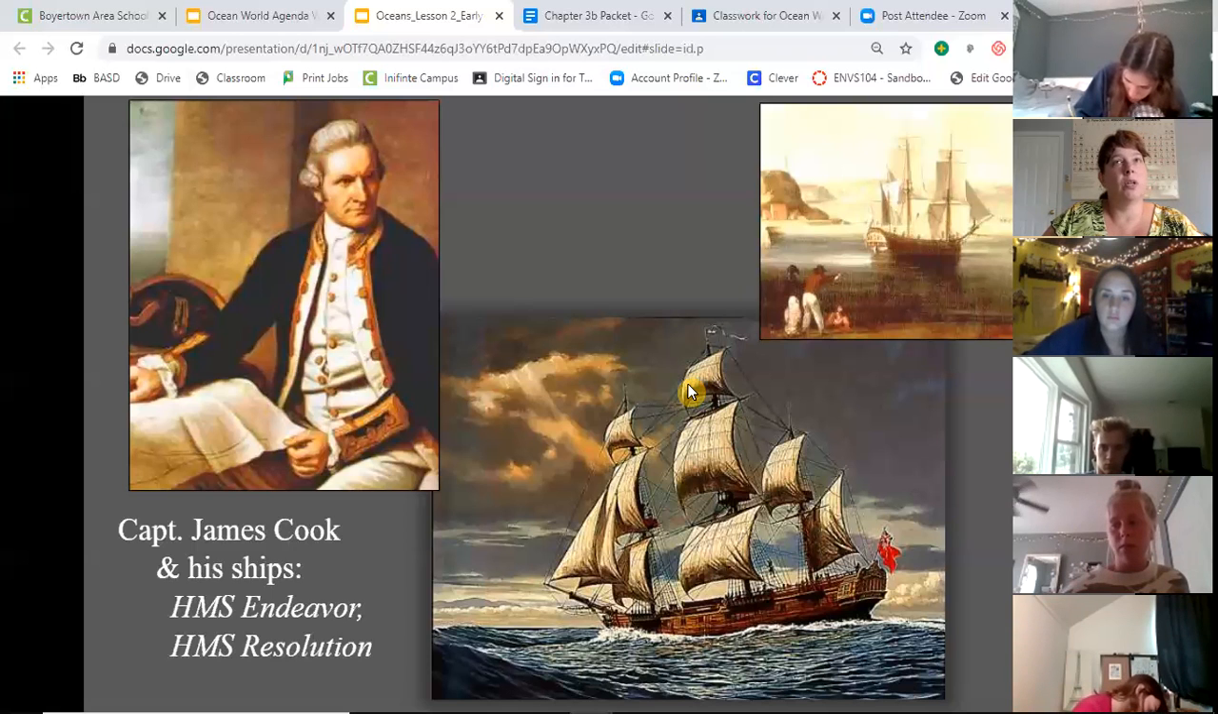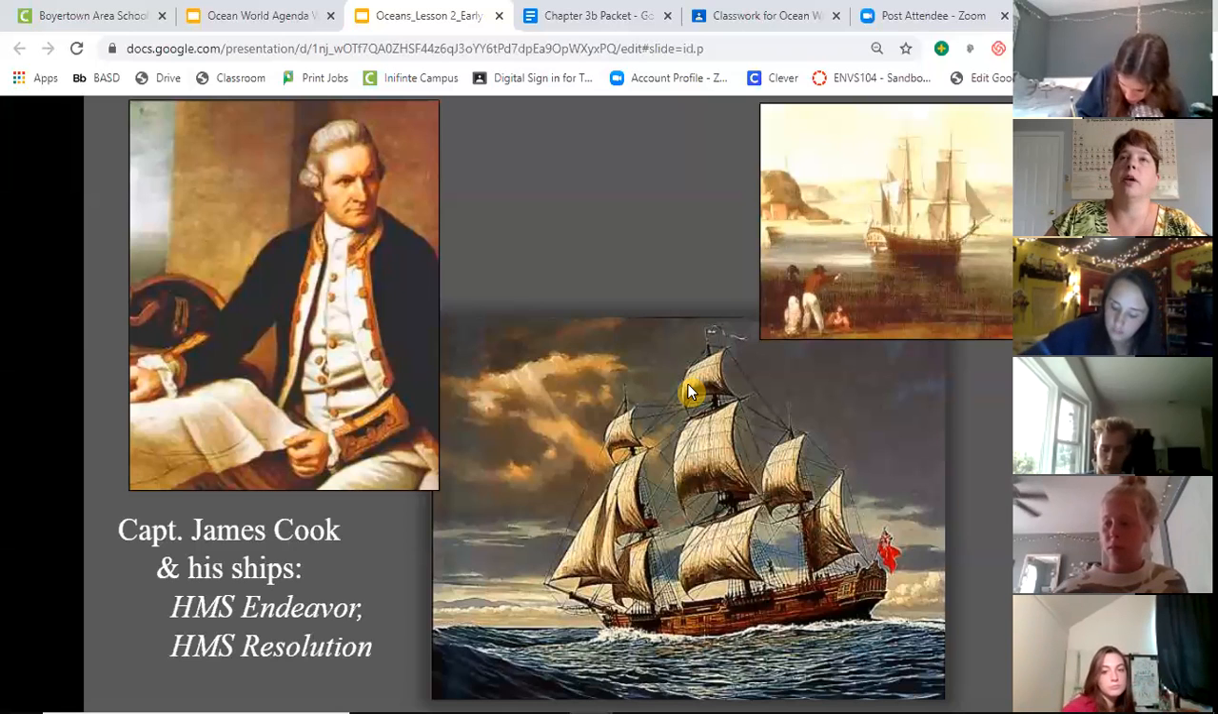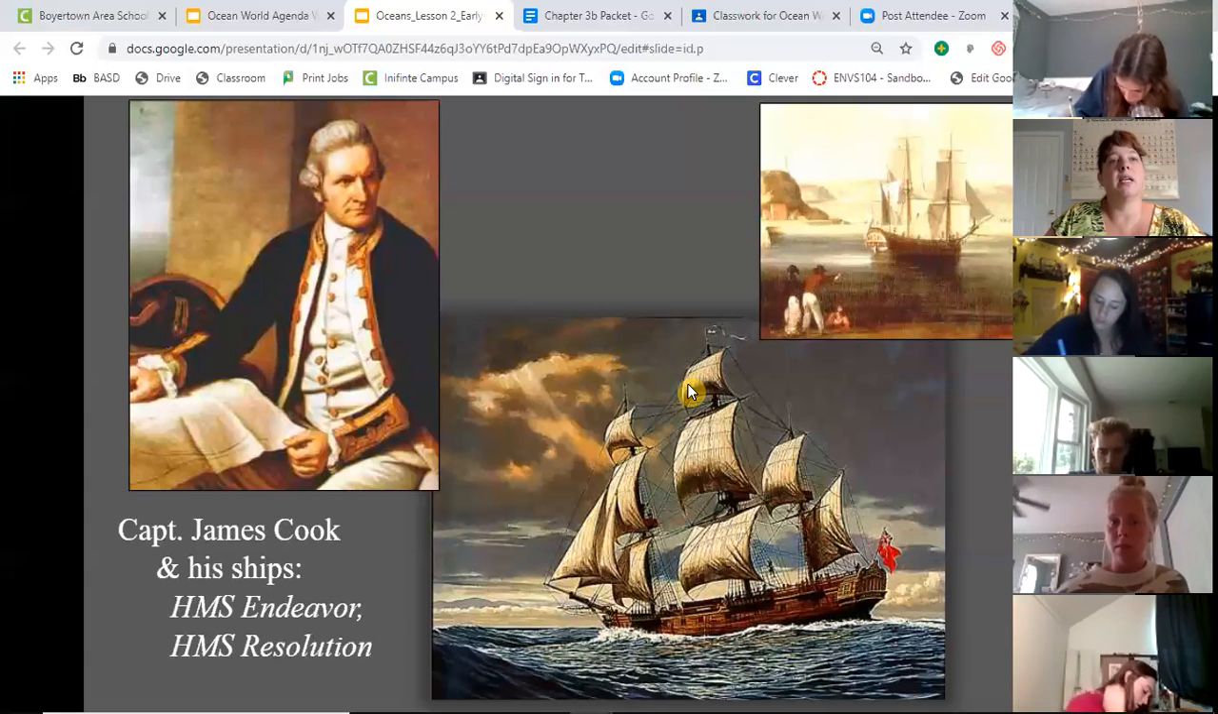Again, he didn't wait very long. Within the year, he set out on a third voyage on the HMS Resolution. And he was looking for the Northwest Passage around North America, but instead he found Hawaii. So you may have heard his name associated with Hawaii before.